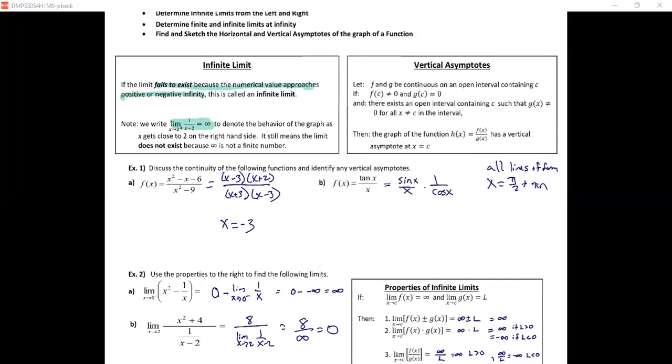Then vertical asymptotes, our official way of saying what a vertical asymptote is. If we have a rational function, so let's call my rational function f of x over g of x, where f of c does not equal 0, and then in the denominator, g of c does equal 0, then we have a vertical asymptote. Basically, if we have some number over 0, that indicates we're going to have a vertical asymptote.